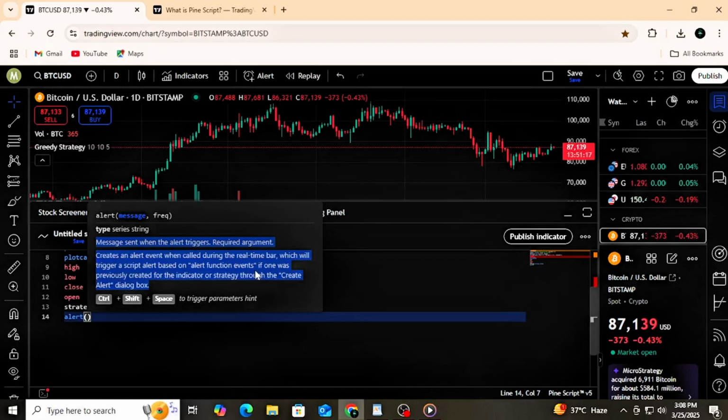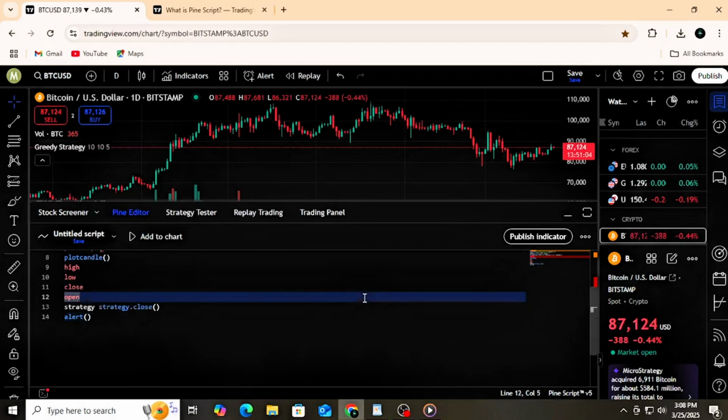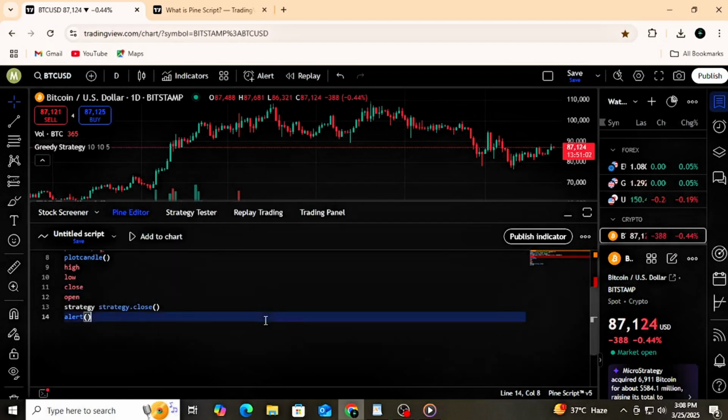The alert condition function is used to create alert triggers. When the specified condition in the alert condition function is met, TradingView sends a notification to the user. This helps traders react quickly to market movements without having to manually check price charts.